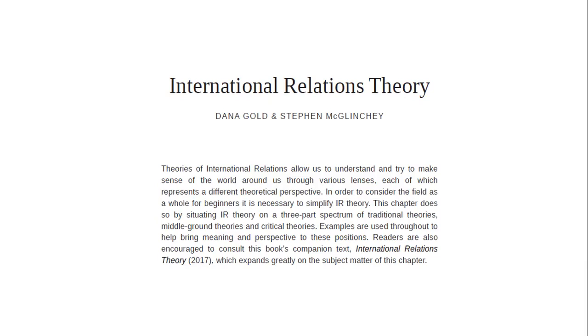So here we go. International relations theory. Theories of international relations allow us to understand and to try to make sense of the world around us through various lenses. Now they're talking about like camera lenses, right? We need a lens to focus on things and get a clear picture of things, each of which represents a different theoretical perspective. So remember, there's different kinds of perspectives people have on things.